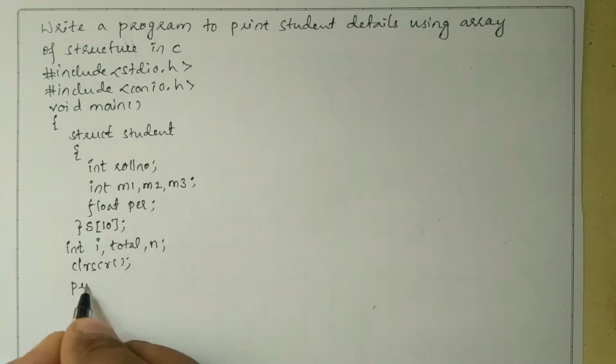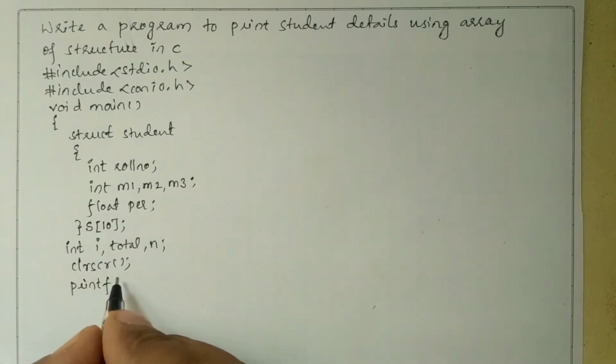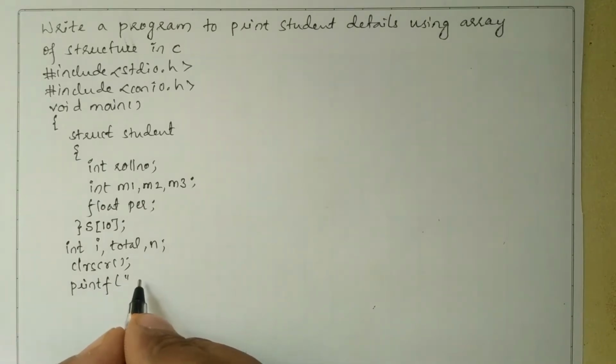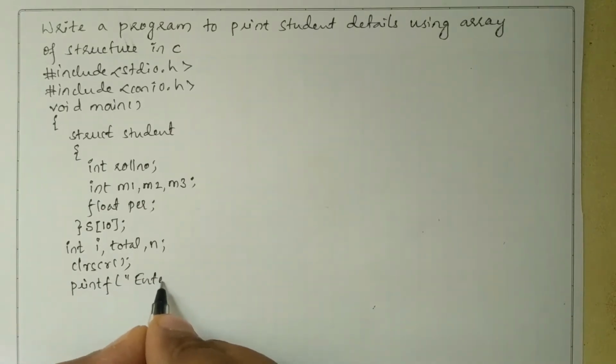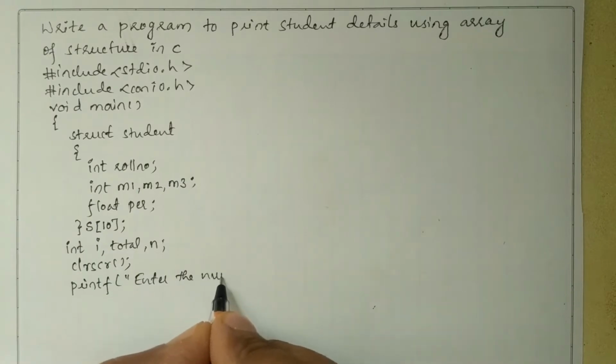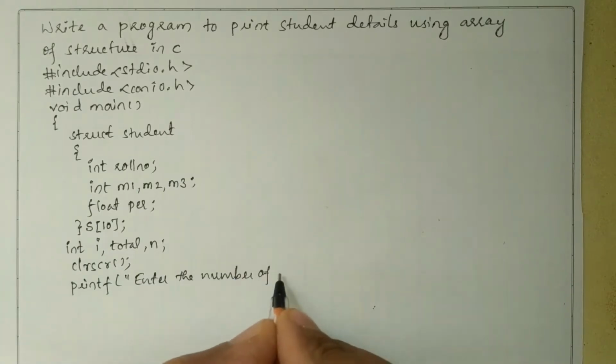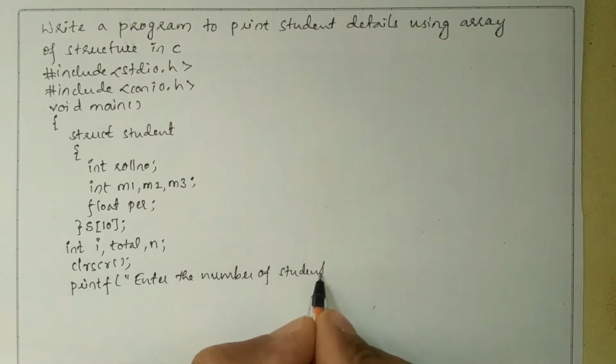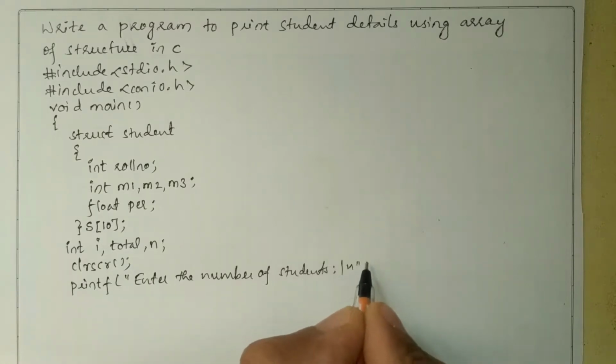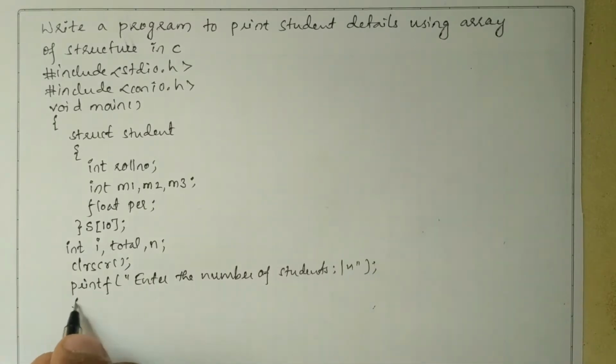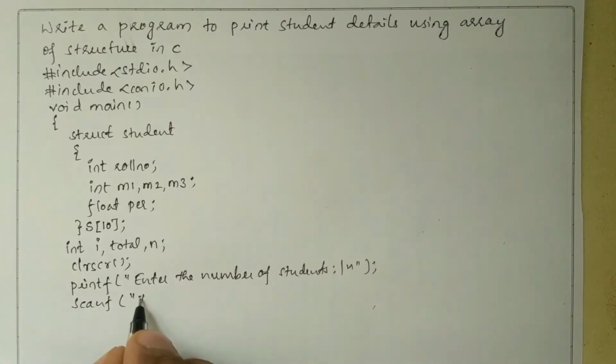Now we will ask the user to enter the number of students in a printf statement. Here in a double quotation mark I'm going to write enter the number of students. So end the double quotation mark and put semicolon, and we are going to receive the value from the user through the keyboard using the scanf function. In a double quotation mark I'll write %d, put comma, ampersand of n and semicolon.